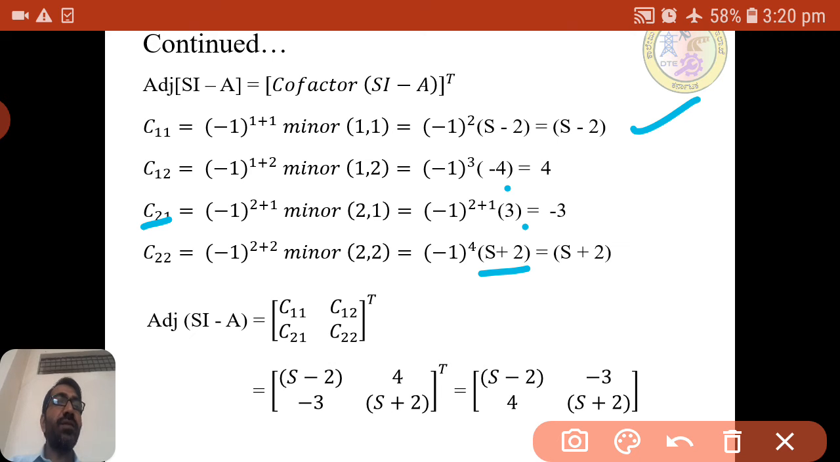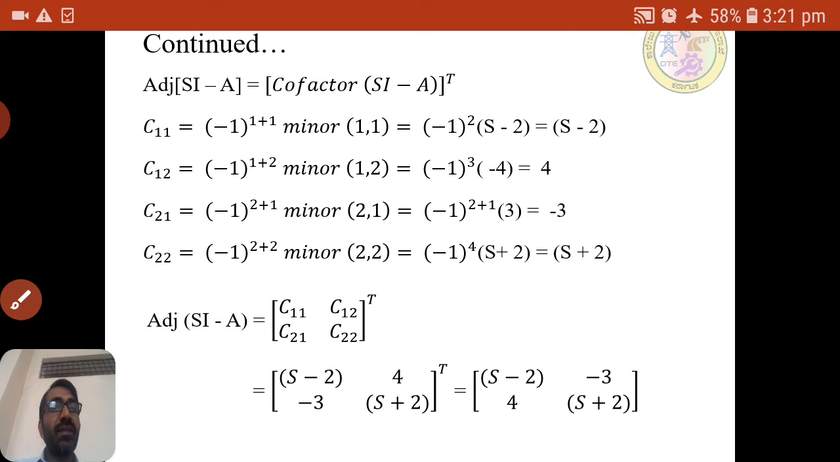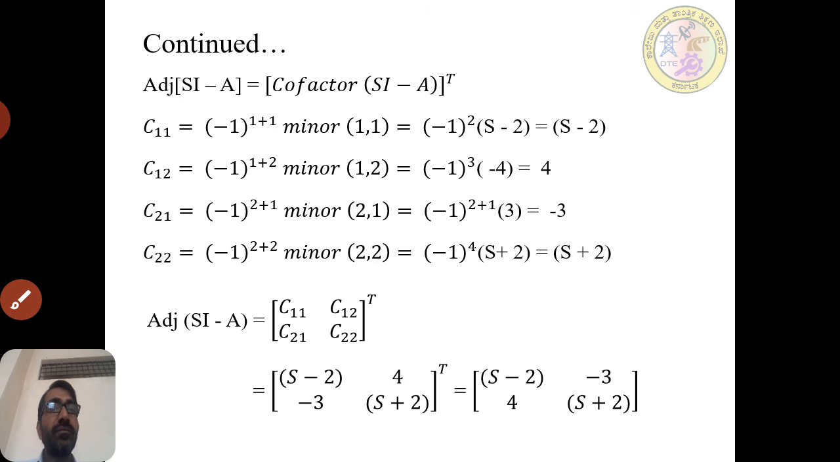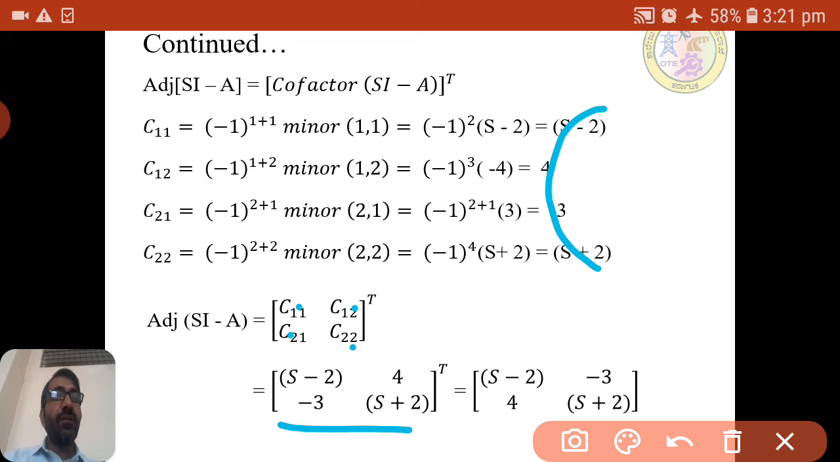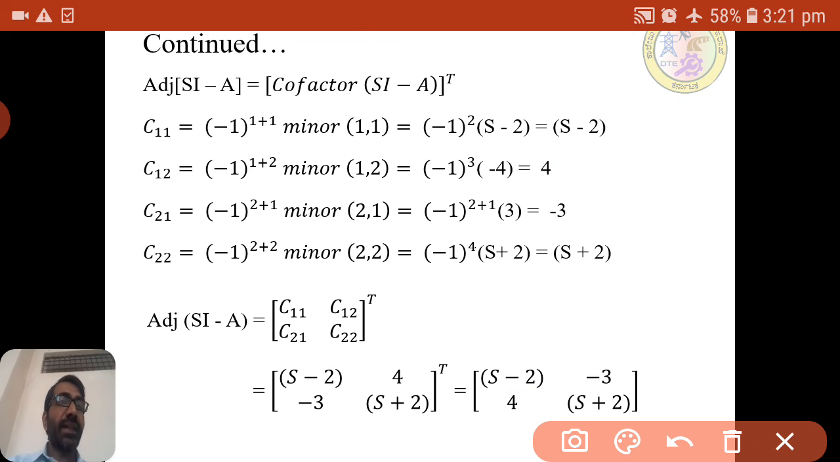And now if you multiply minus 1 into minus 1, that is plus 1, the same thing. So minus 1 into minus 1 into minus 1, the minus 1 into minus 4, it will be 4, and here again minus 1 into minus 1 into minus 1, this will be minus 3, and this will be even, so this will be S plus 2, okay. If we replace these 4 terms as C11, C12, C21, C22, and these will be cofactors. If we take a transpose of that, then it will be S minus 2 and minus 3 will be the first term, 4 and S plus 2 will be the second term, okay.